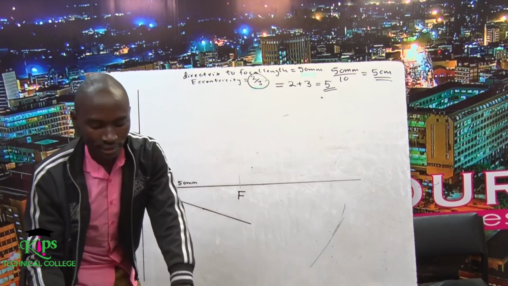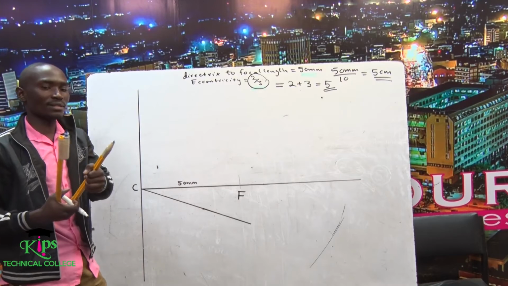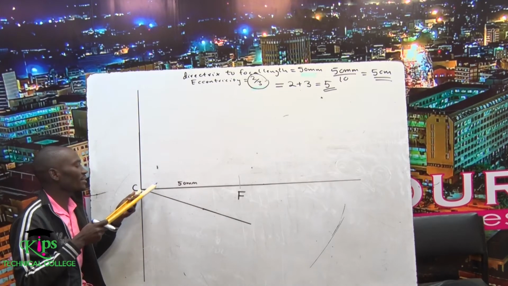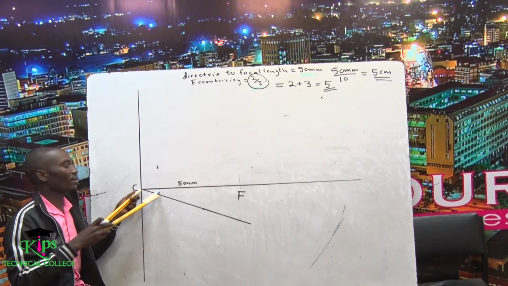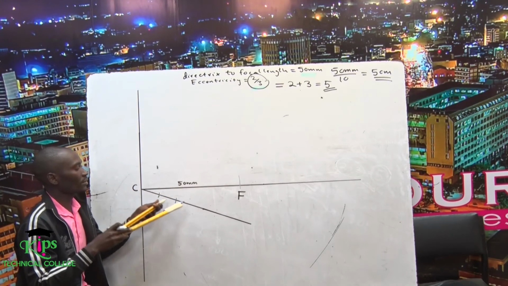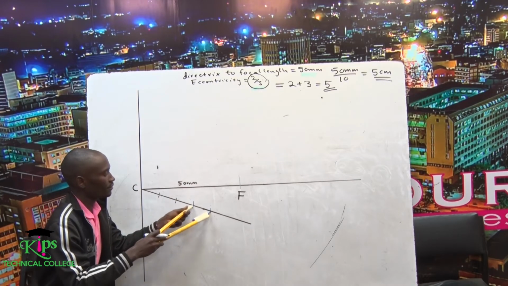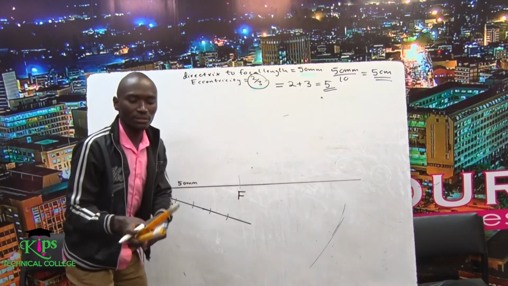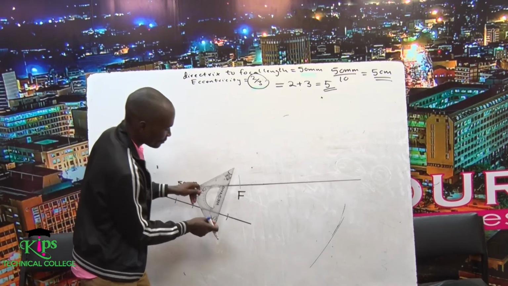Like that. Then from there now, with the end of your compass, step at C, then mark 1, 2, 3, 4, 5. Then the last point, like we have been doing, you join it to F.